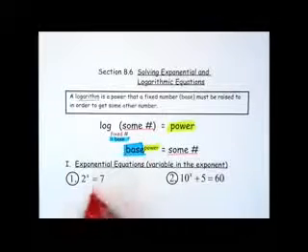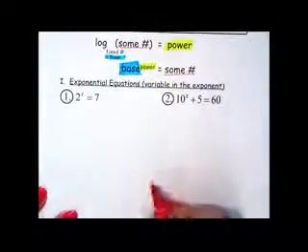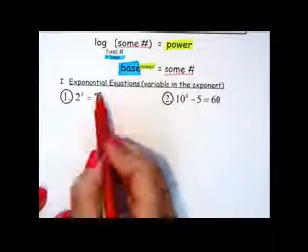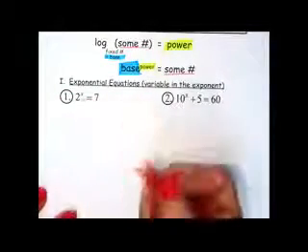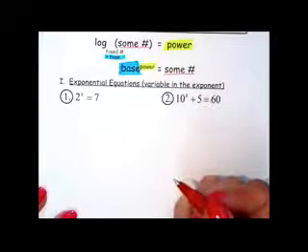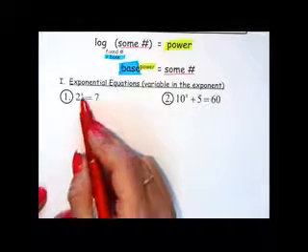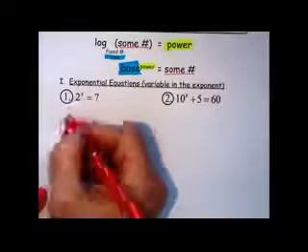So the first set of problems we're going to do is we're going to solve exponential equations where the variable is up here in the exponent. Alright, so we have 2 to the x equals 7. Well, in order to solve for this variable up here, we need to be able to release it from this base. And we learned before that if we take the log of both sides, it will allow us to release this exponent. So that's what we'll do.